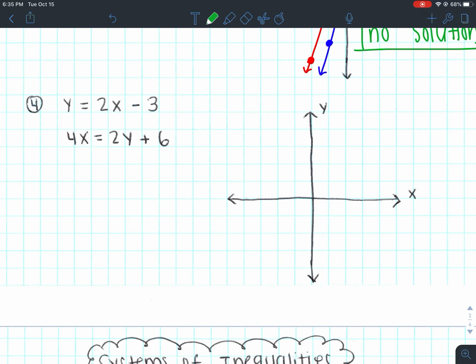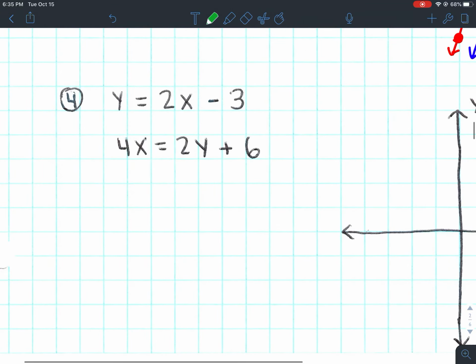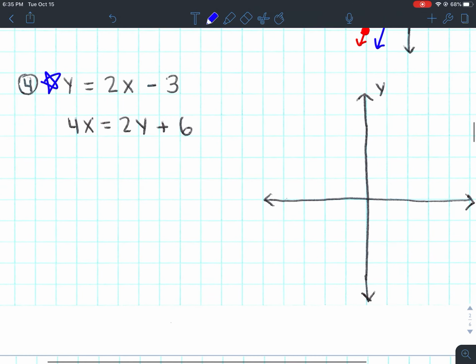All right, last one. y equals 2x minus 3, and 4x equals 2y plus 6. The first line is already in slope-intercept form, so that's pretty nice. Our slope here is going to be positive 2, or positive 2 over 1, and our y-intercept here is negative 3.